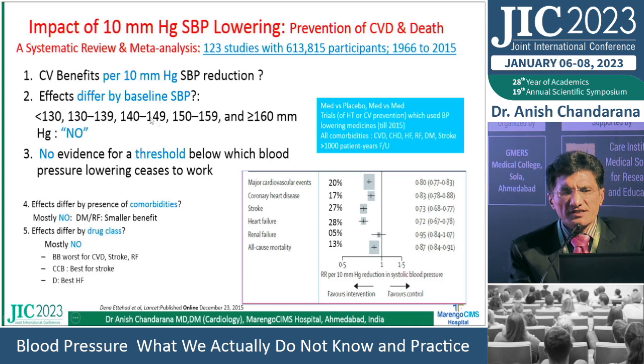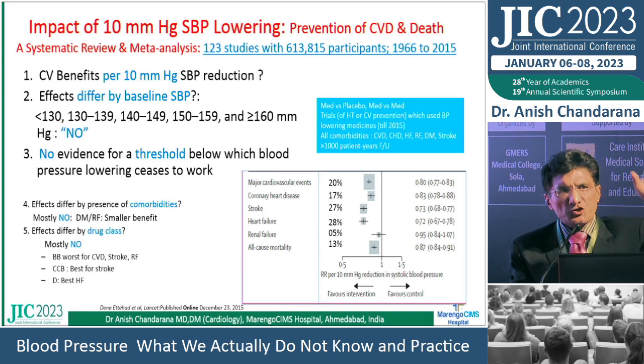And the answer, to your surprise, was that the benefit is across the spectrum. Even if your blood pressure is more than 160, you reduce it by 10, you get 20% MACE benefit. If your blood pressure is 130, you reduce it by 10 millimeters of mercury, you get 20% benefit. If your blood pressure is even 120, you reduce it by 10 millimeters of mercury, your risk is going to be reduced.